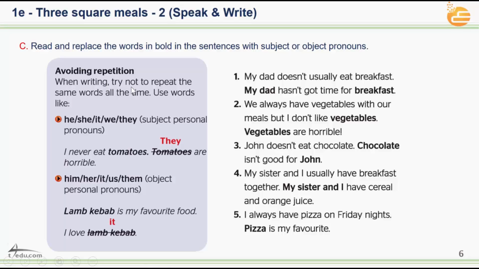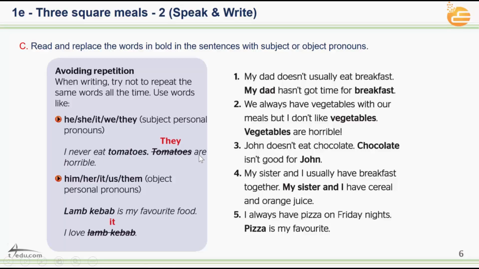When writing, try not to repeat the same words all the time. Use words like he, she, it, we, they as subject personal pronouns. Subject personal pronouns. So we use them at the beginning of the sentence. For example, I never eat tomatoes. Tomatoes are horrible. So I will talk about tomatoes. Can you see the full stop? So it's at the beginning of the sentence. So I will say they because it's plural. They are horrible.